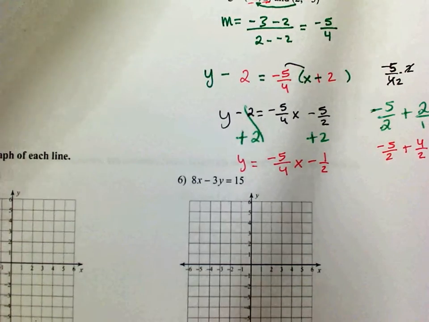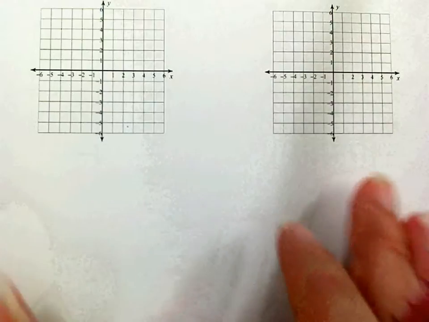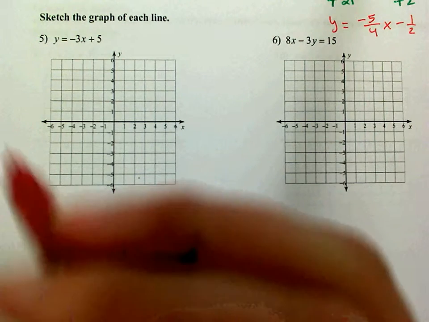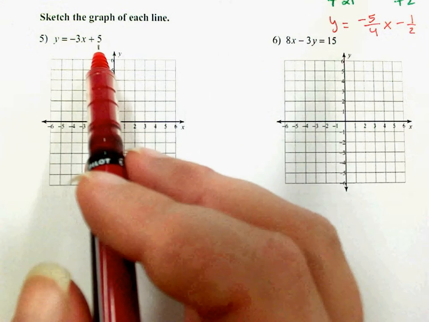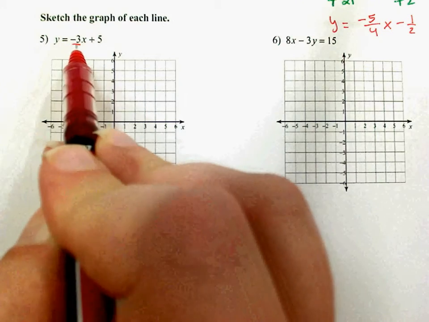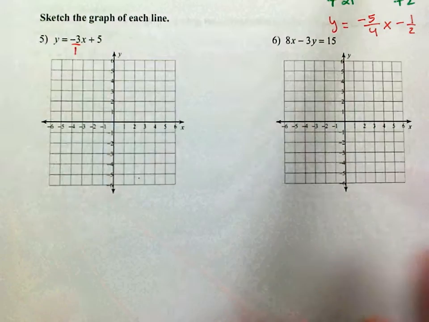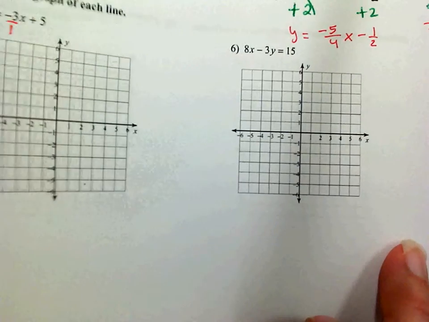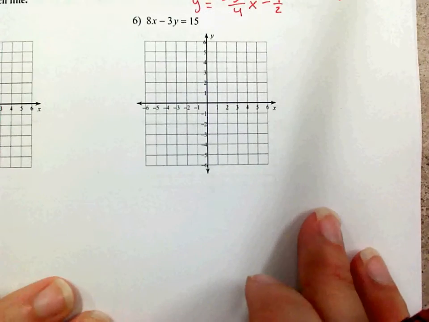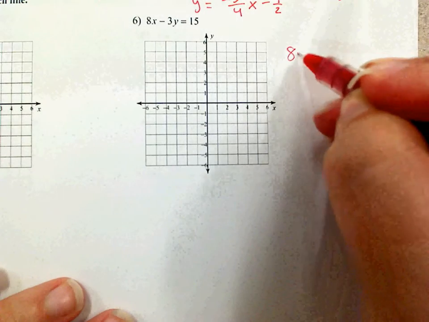Okay. Are y'all good with number 5? What is 5? The what? What is negative 3? Negative 3 over 1. Okay, so let's do number 6 together. How am I going to graph 8x minus 3y equals 15? So what were you going to say, Riley?